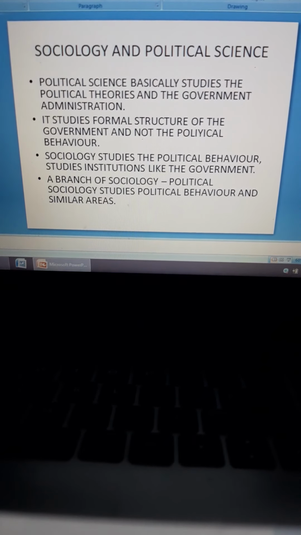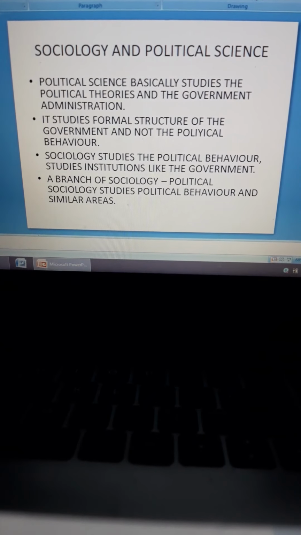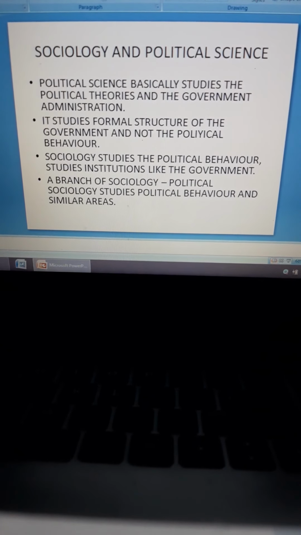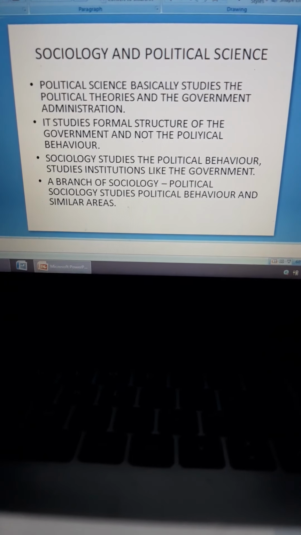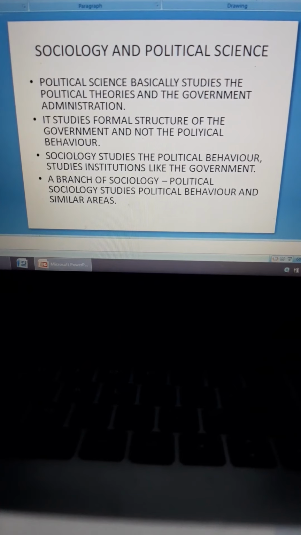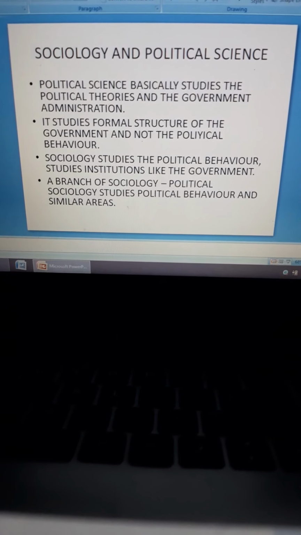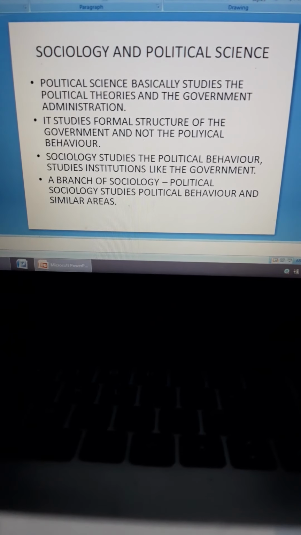So, political science studies how the different levels of the government are structured, who is the head, how many members there are, and how it is supposed to function. But it does not really study the political behavior of the politicians or the people in government ranks. Sociology studies the political behavior, and it studies institutions like the government.